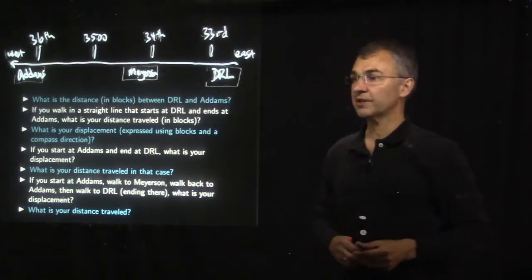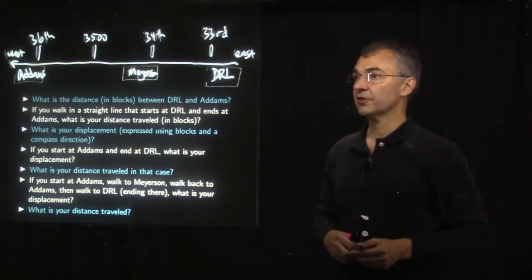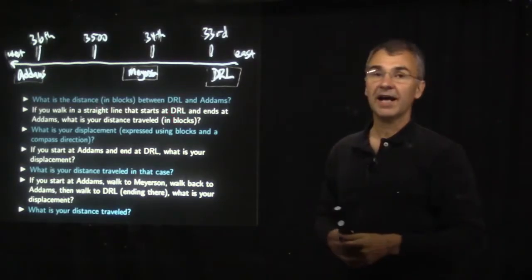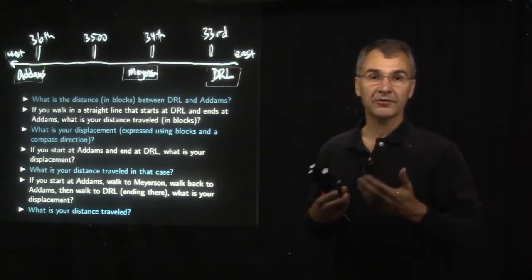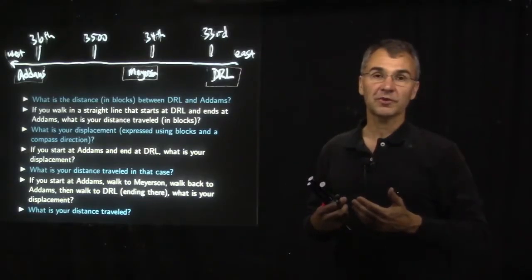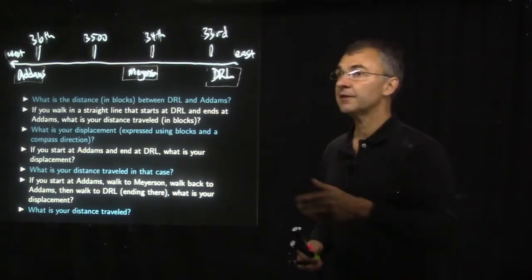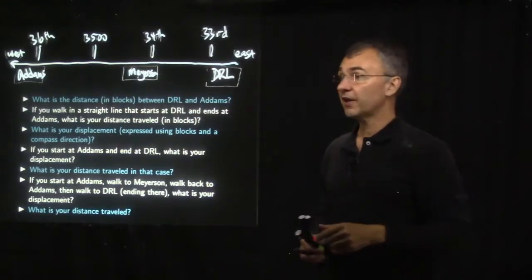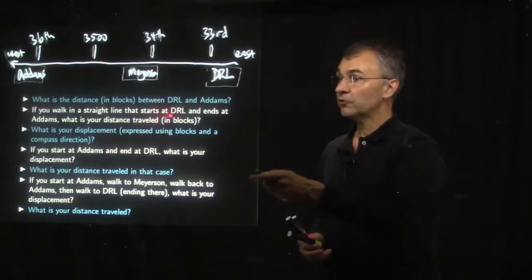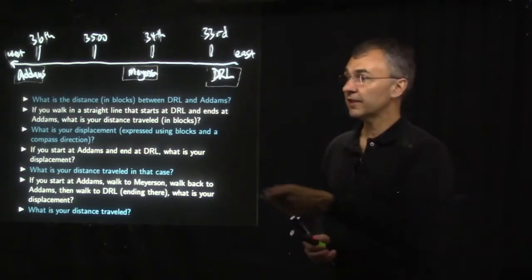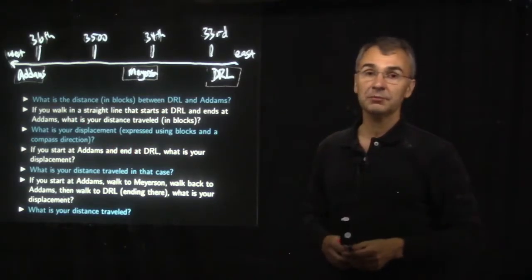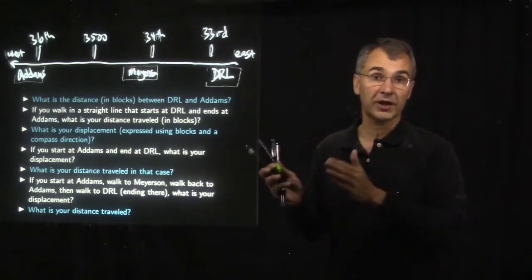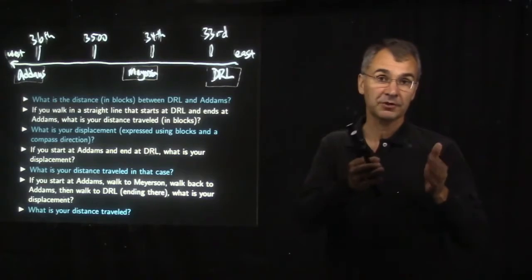What is your displacement expressed using blocks and a compass direction? Okay, so if we started at DRL and ended at Addams, then we want both the magnitude and the direction of our displacement. And we'll write down displacement more formally in a minute. We went 1, 2, 3 blocks west. So if we go from DRL to Addams in a straight line, our displacement is 3 blocks west. So the magnitude is 3 blocks, the direction is west. To make it a vector, we say both: 3 blocks west.